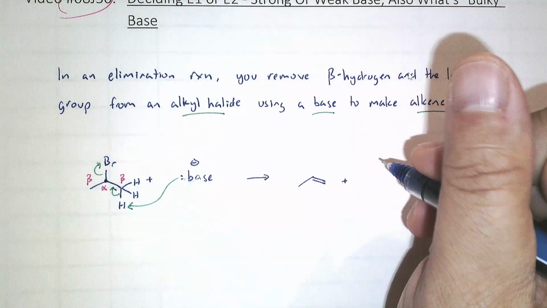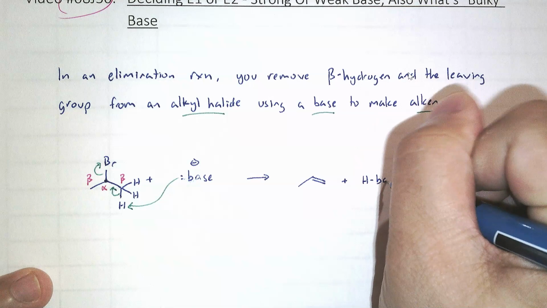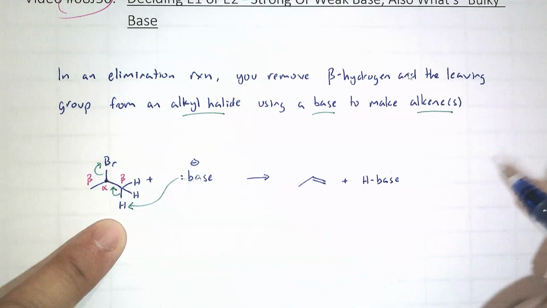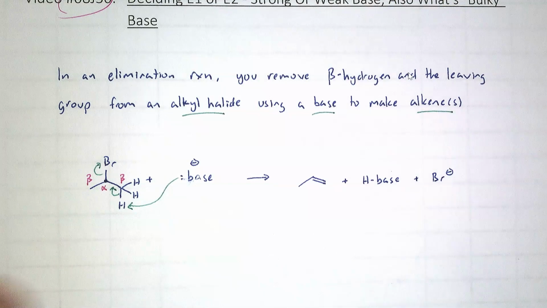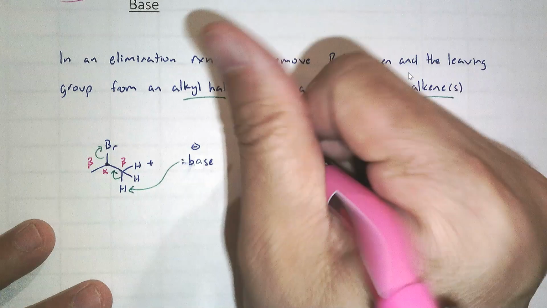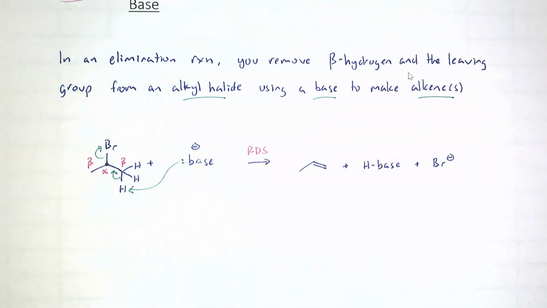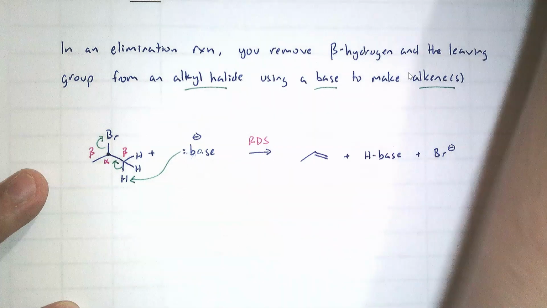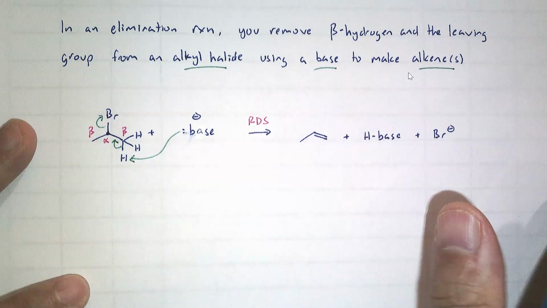So what do we have? We have the base that picked up a hydrogen, particularly a proton, and we kicked out the leaving group, the Br-. Since there's one step, that step has to be the slow step, which is called the rate determining step. The slow step determines the overall speed of the reaction. This reaction is called bimolecular.